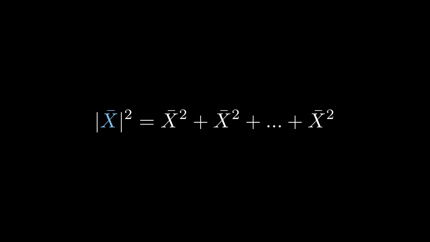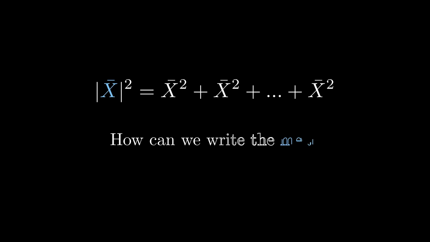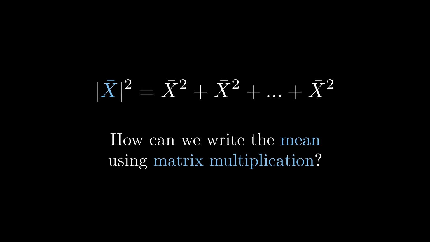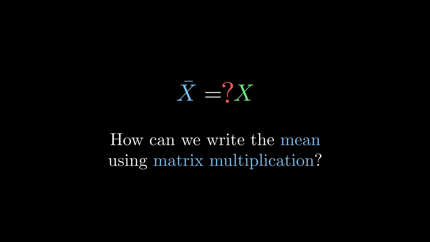To do that, we have to know how to write the mean using matrix notation. In other words, we're going to try to find some matrix expression that involves an x, which spits out the sample mean vector. If you like a puzzle, this would be a good time to pause the video and see if you can figure this out.